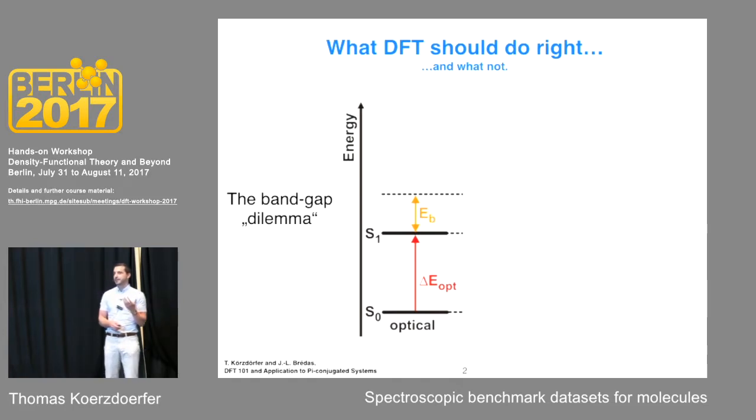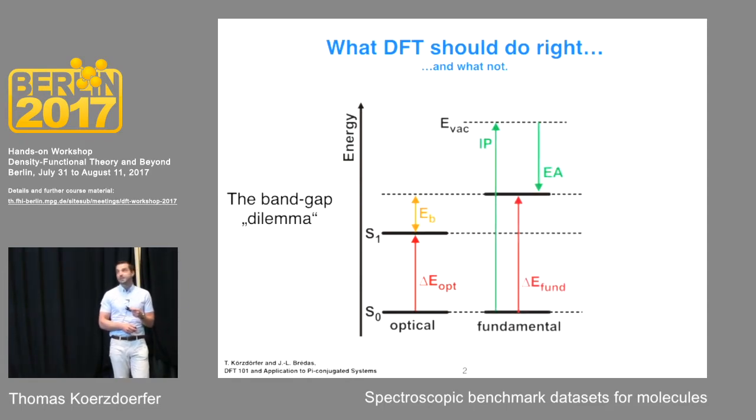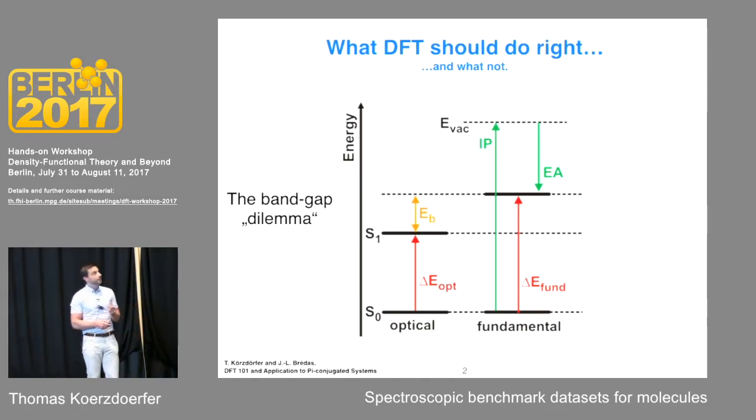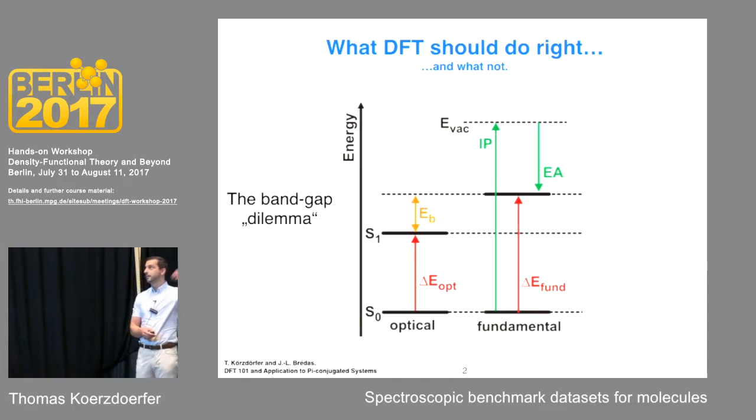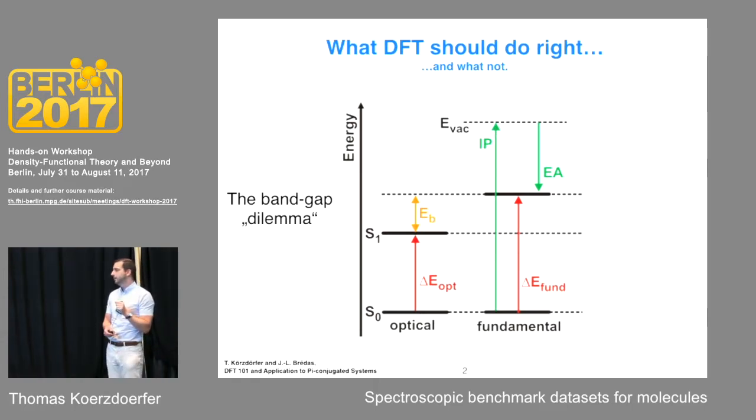Okay, so first of all, there's an optical band gap that you measure in an optical experiment. It's the difference between the S0 and the S1 state. It's the optical excitation energy. This is something different than what I call the fundamental band gap, which is the difference between the molecule's ionization potential and its electron affinity, where the ionization potential is the energy that it takes to take out an electron and put it into the vacuum, and the electron affinity is the energy that you gain by taking this electron and bringing it into the molecule.